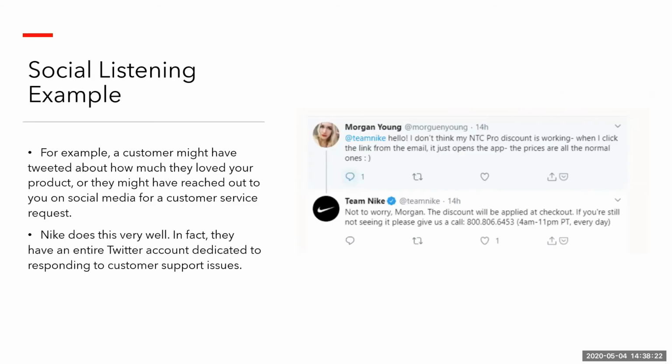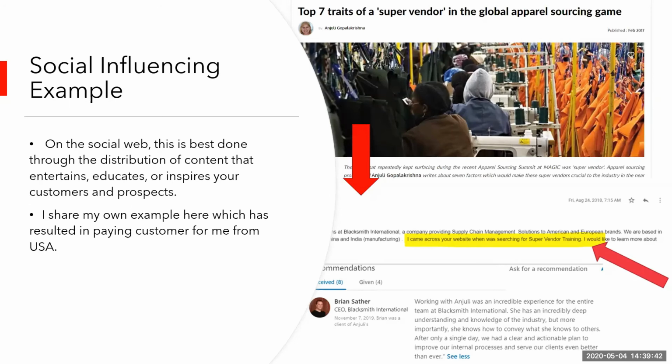So, a social listening example. For example, a customer might have tweeted about how much they loved your product, or they might have reached out to you on social media for a customer service request or even a complaint. Here is an example of Nike. They do this very well. In fact, they have an entire Twitter account dedicated to responding to customer support issues. So that was an example of social listening. Here is an example of the next type of tactic, which is your social influencing. On the social web, this is best done through distribution of content that inspires, educates, or entertains your customers and your prospects.